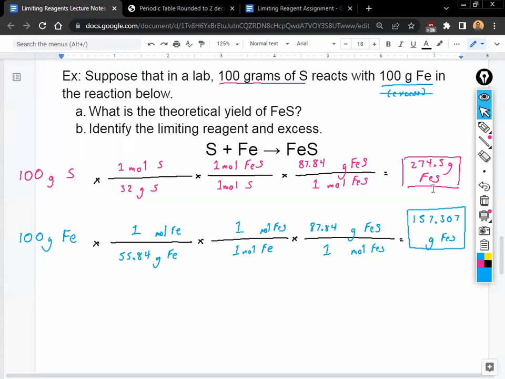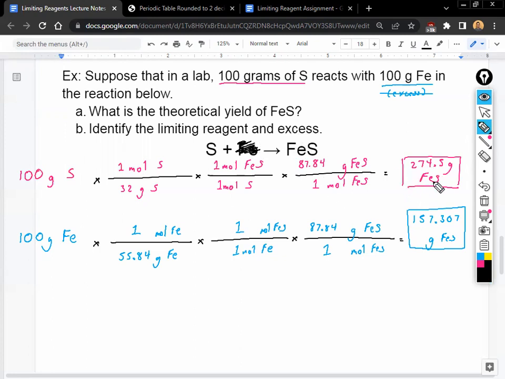Okay, so we have two different numbers for FeS. And earlier we talked about how if you had different numbers, right, we could have made 5 hot dogs or 3 hot dogs. Okay, we picked 3 hot dogs. Why did we pick the 3? Yeah, we want to pick the smaller number. And so here, we want to pick the smaller number because what happens is we're going to mix S and Fe, right? But once we get to 157, we're going to run out of Fe. If you run out of one of the ingredients, you can't make any more of this chemical, right? Because you don't have the other one anymore.